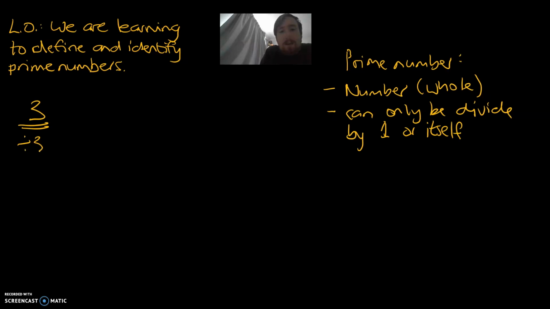If we divide that by 3, well, 3 divided by 3 is going to be 1. That's a good start. If we divide that by 1, that's going to be 3. So currently we're only dividing it by itself, which is 3, or 1. Can you think of any other numbers that can be divided into 3 that gives a whole number? I can't. No. So the only factors are 1 and 3, which means that 3 is a prime number. So I'm going to write prime there.